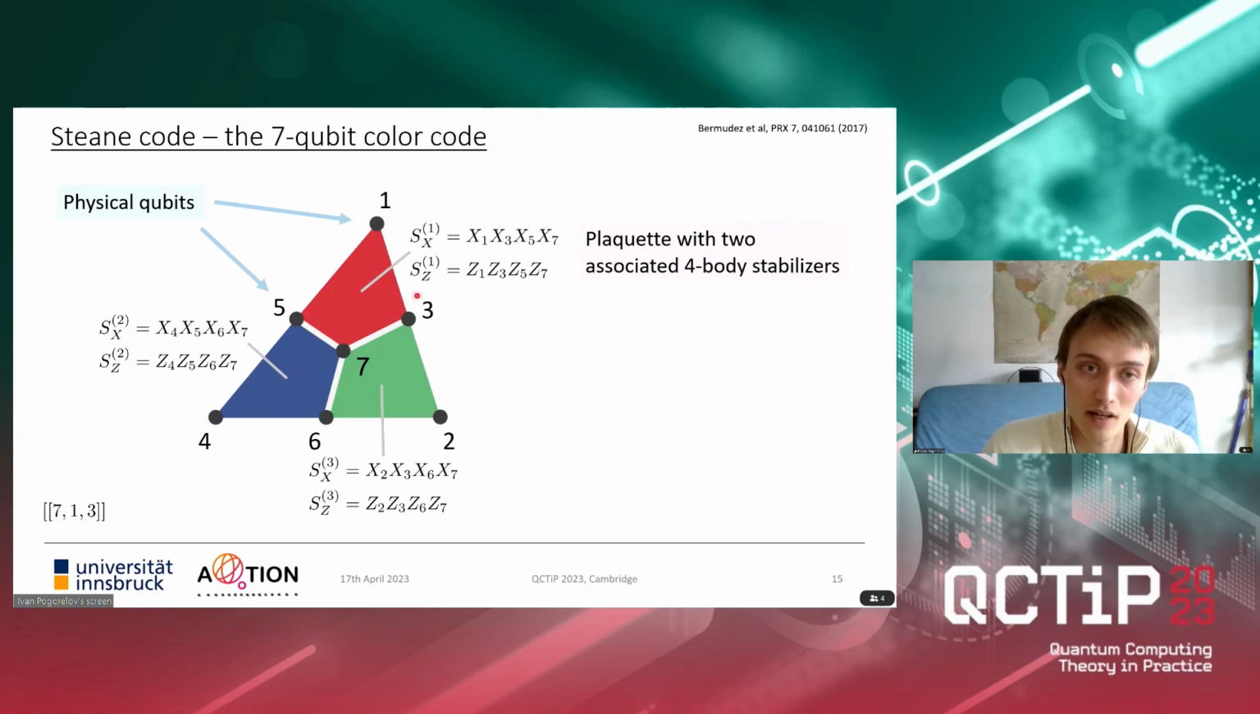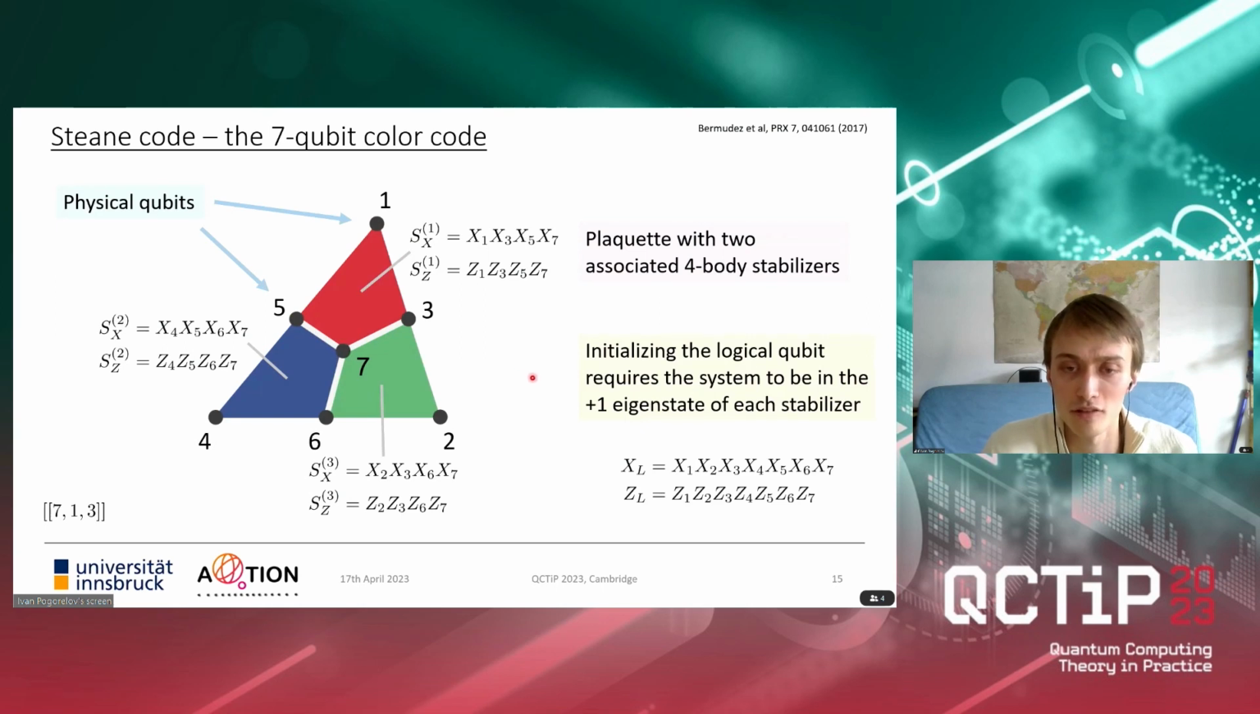X and Z stabilizers associated with it. It's just X applied to all the qubits of the plaquette. And for logical operators, we can define them as X acting on all the qubits or Z acting on all the qubits. So the logical state will be an eigenstate of all the stabilizers.